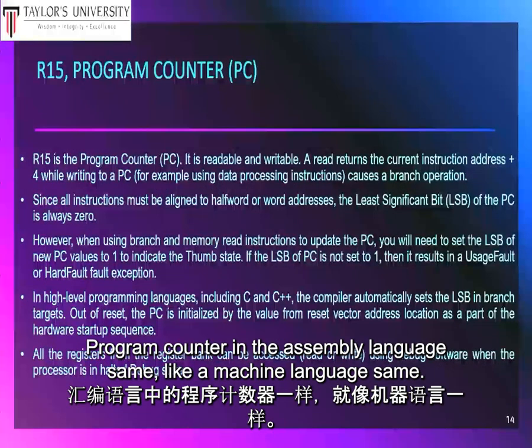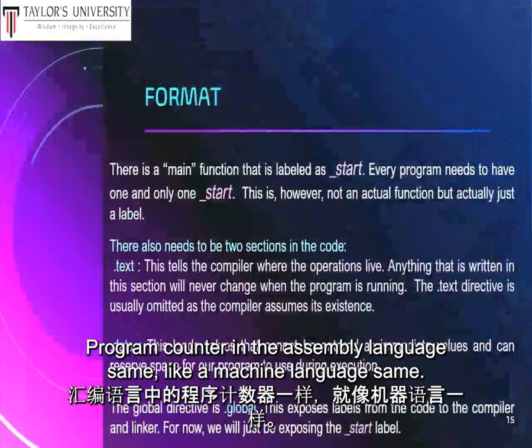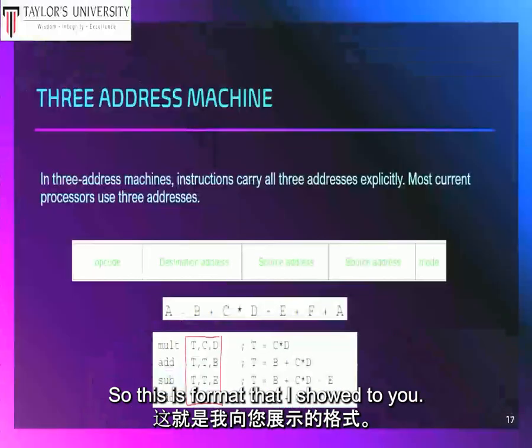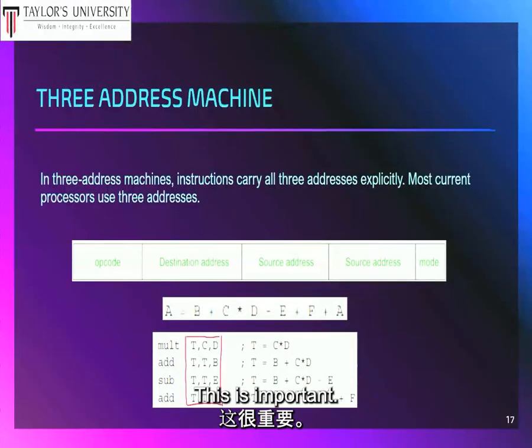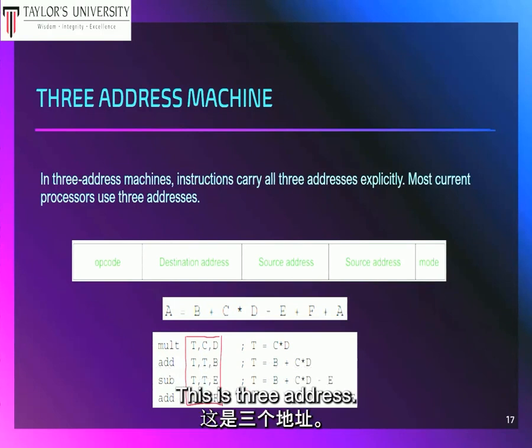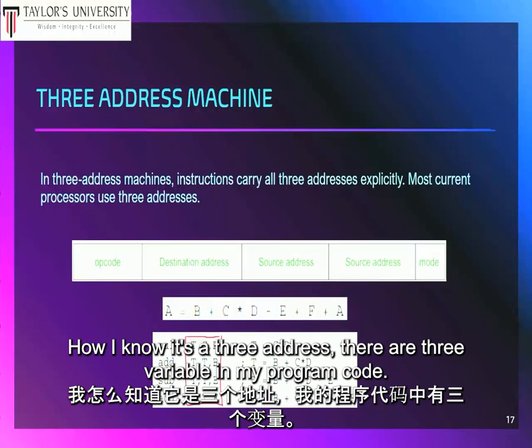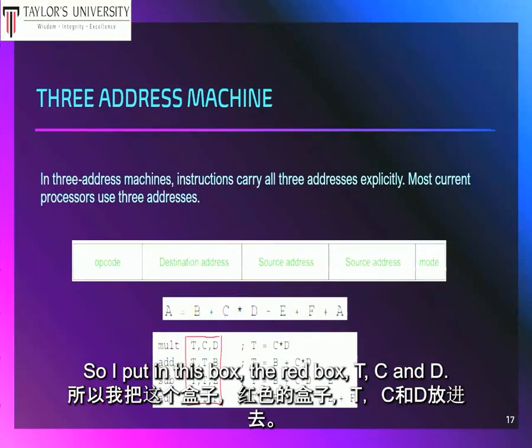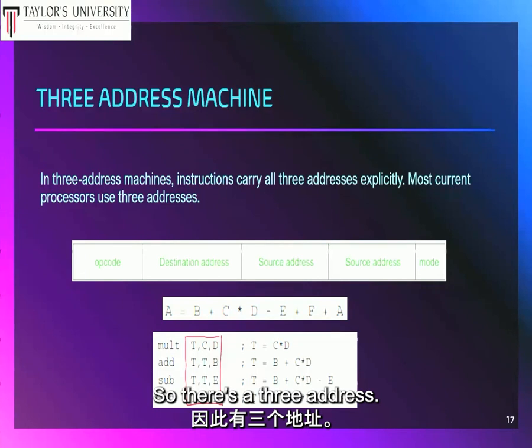The program counter in assembly language is the same as machine language. So this is the format that I showed to you. All right, this is important. In programming in assembly code, you can use three address. Take a look at this slide. How do I know it is three address? There are three variables in my program code, so I put in this red box T, C, and D. So that is three address.